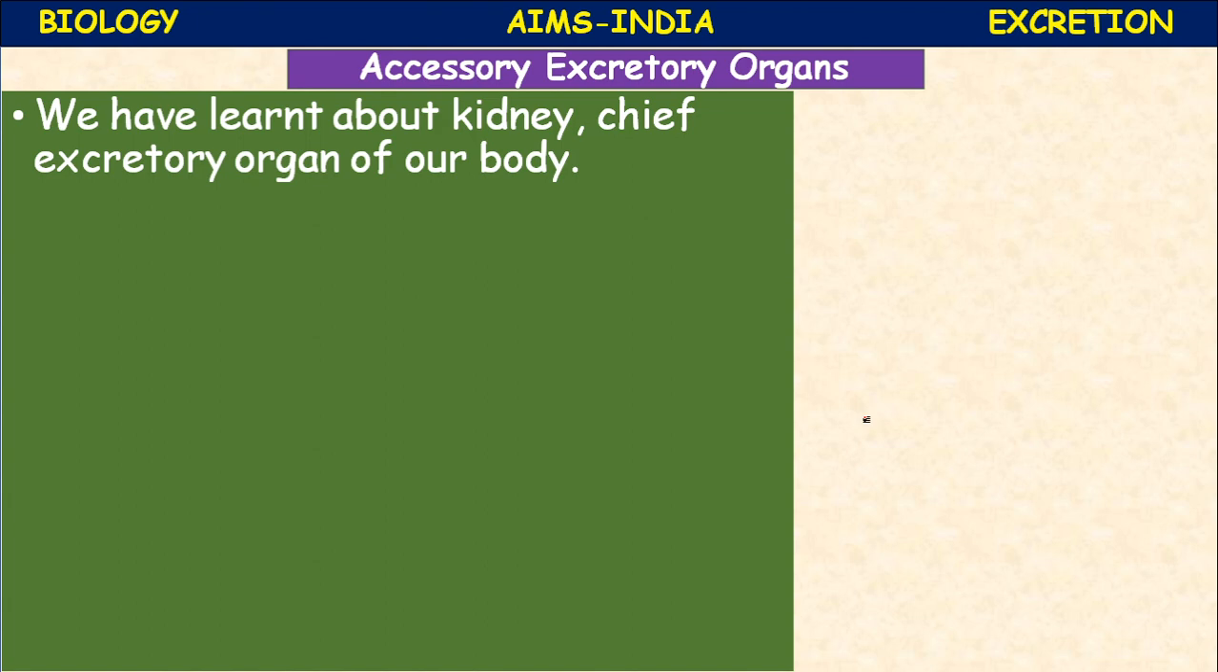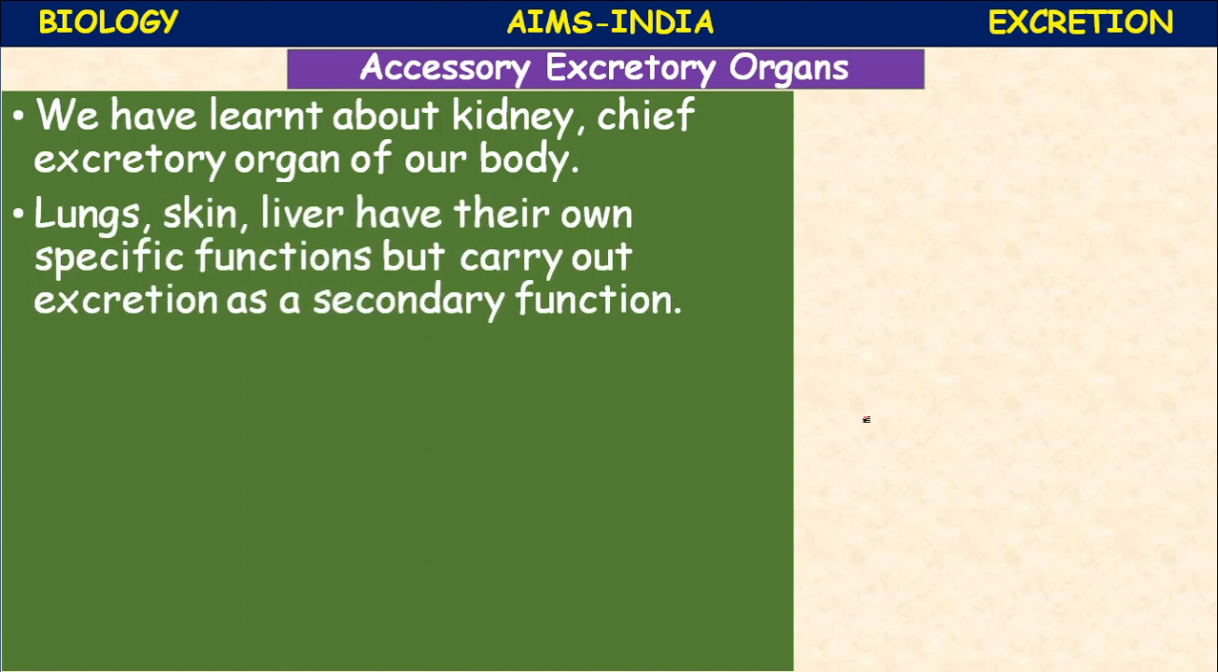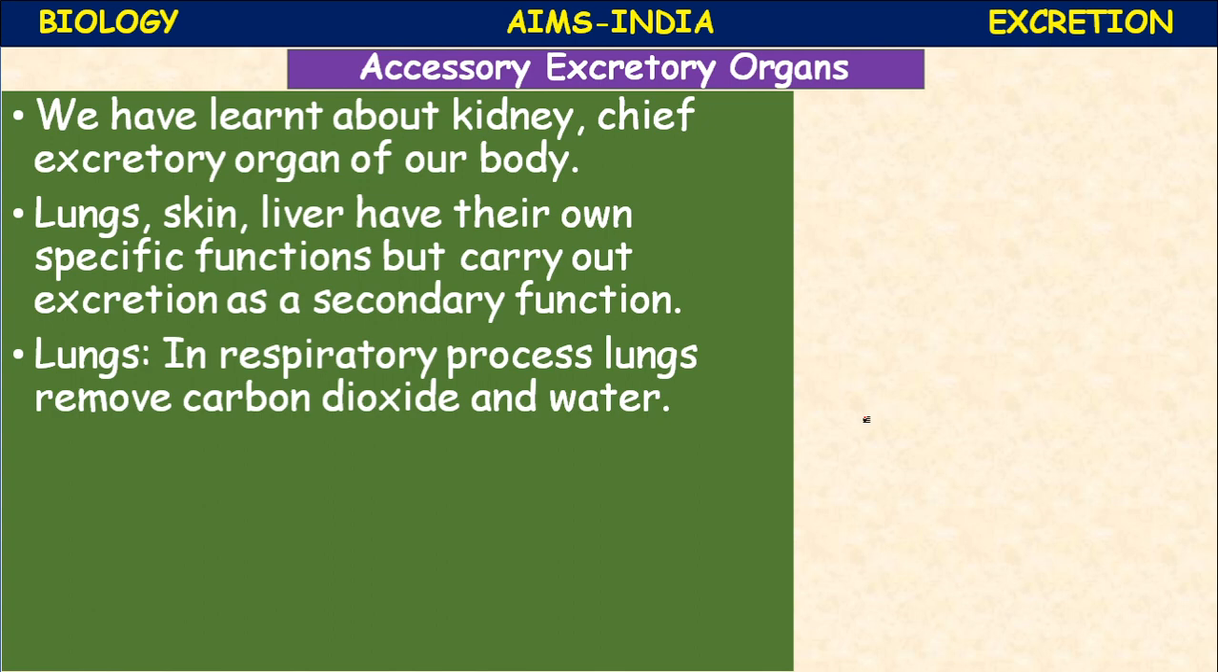Okay, now come to accessory excretory organs. So we have learnt about the kidney, the chief excretory organ of our body. Lungs, skin, and liver have their own specific functions but carry out excretion as a secondary function. Their main function is different. Along with that, they carry out excretion as a secondary function. In the respiratory process, lungs remove carbon dioxide and water. That is the function of lungs.